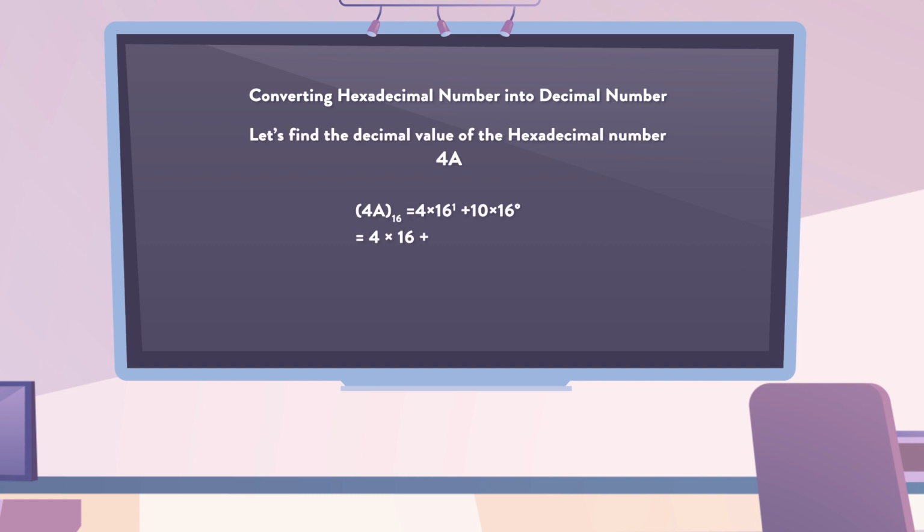Now we will see the converting of hexadecimal numbers into decimal numbers. For this, let's find the decimal value of the hexadecimal number 4A. Thus, the hexadecimal number 4A can be converted to its corresponding decimal like so. Like we've been seeing, each number system can be converted to another.